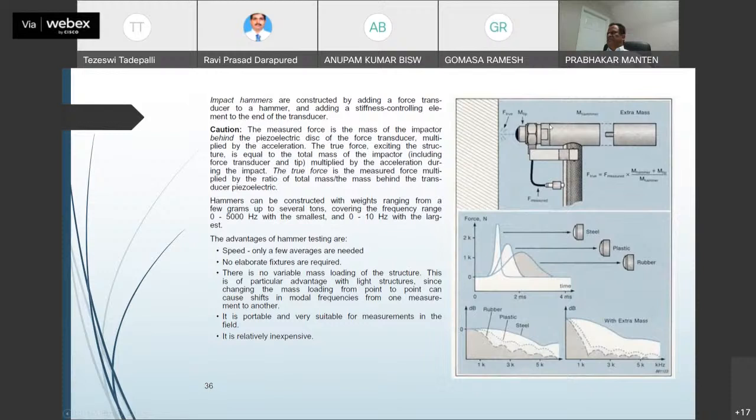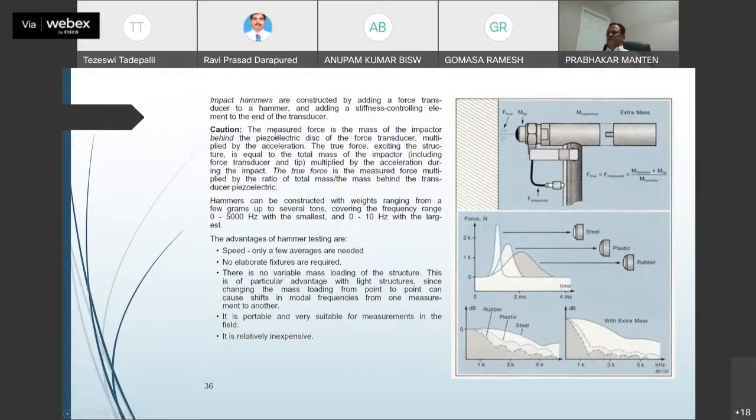This is the actual mass, the actual hammer head, and there is a force transducer in between the hammer and the tip. The force transducer is connected through wiring, and this over here is a stiffening member. Impact hammers are constructed by adding a force transducer to a hammer and adding a stiffness controlling element to the end of that transducer. Okay, you don't want that to be losing the stiffness.